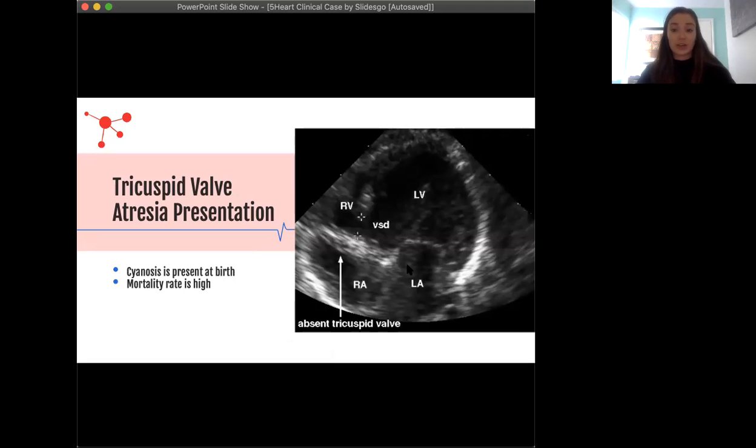So for the presentation of tricuspid valve atresia, we can see this more dense line here, which is the absent or the atretic tricuspid valve. So it's just solid, completely closed off. And then we see a ventricular septal defect here because here's the giant left ventricle and then the very small right ventricle. And with this, cyanosis will be present at birth, and then the mortality rate is high as well.